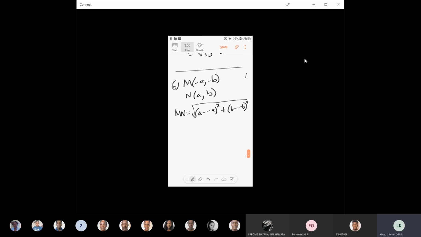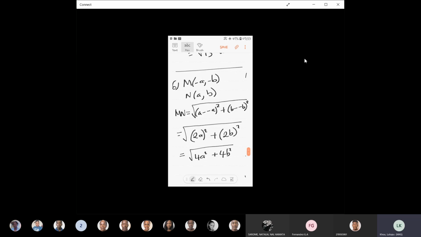Okay, A minus -A is equal to 2A, so I'll just write that. This is the square root of 2A, then I square this. And then B minus -B is 2B, then I will have to square this. Then 2A squared is 4A squared, so I have 4A squared, and then I have 4B squared.